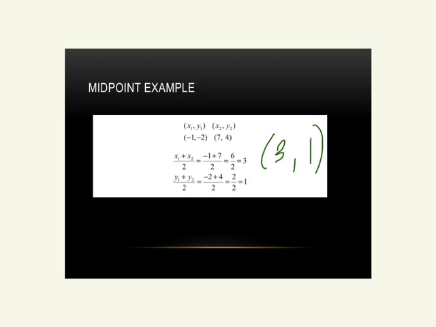Alright students, that wraps up our lesson for tonight, the midpoint and distance formulas. Please go back and make sure you have the formulas written down. They're very important. Make sure you have the distance formula written down, make sure you have the midpoint formula written down, and make sure you come to class tomorrow ready to put these 2 formulas into action.